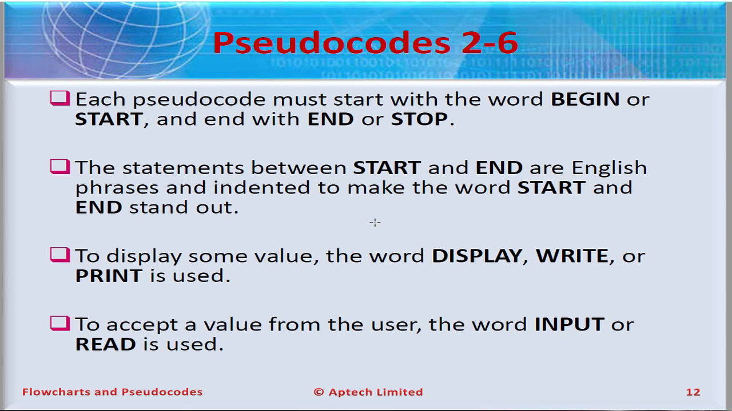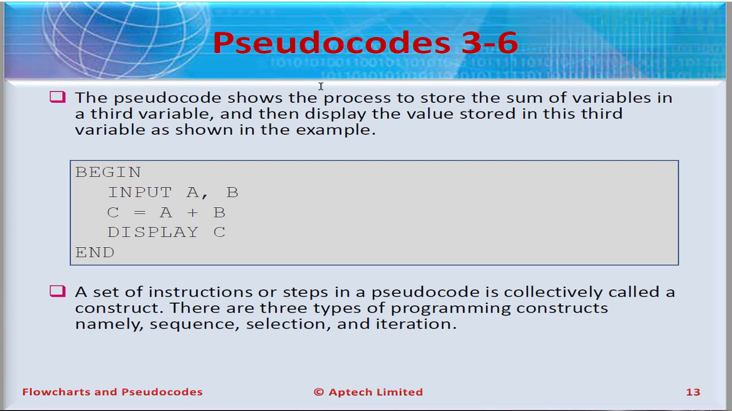To accept a value from the user, the word input or read is used. The pseudocode shows the process to store the sum of variables in a third variable and then display the value stored in this third variable, as shown in the example. Now it's the same program we had earlier, the one we drew the flowchart for. Let's look at how we would go about writing the pseudocode. Begin, input A, B, okay? Then we do the calculation, A plus B, assign the result to C, then you display C, and then end your pseudocode.